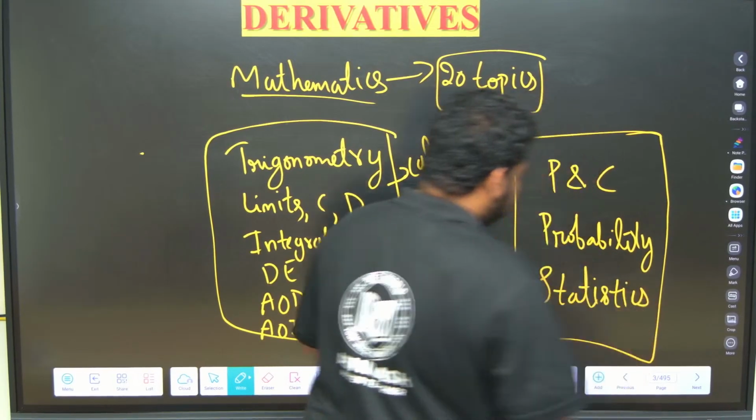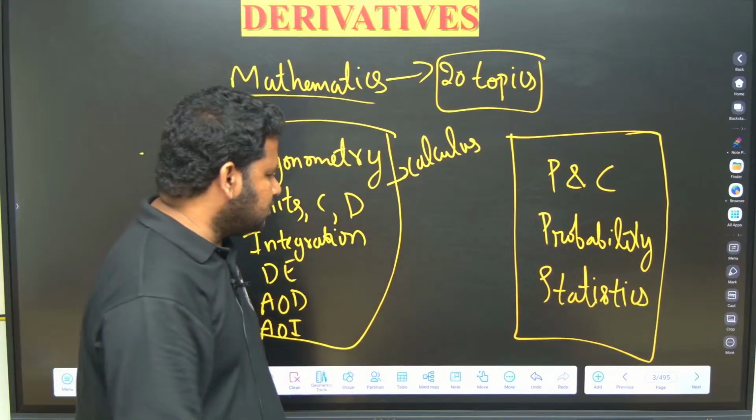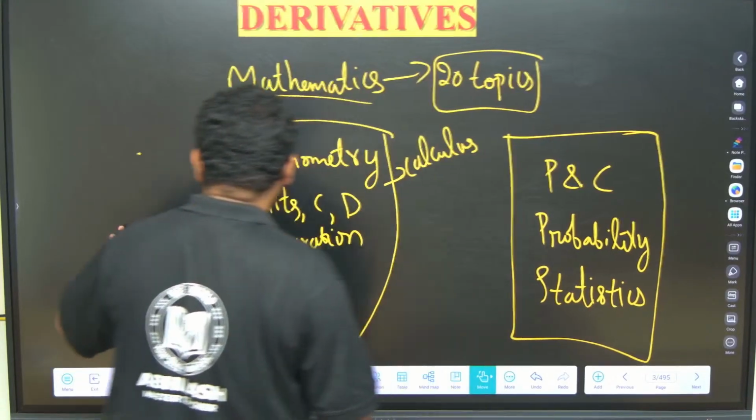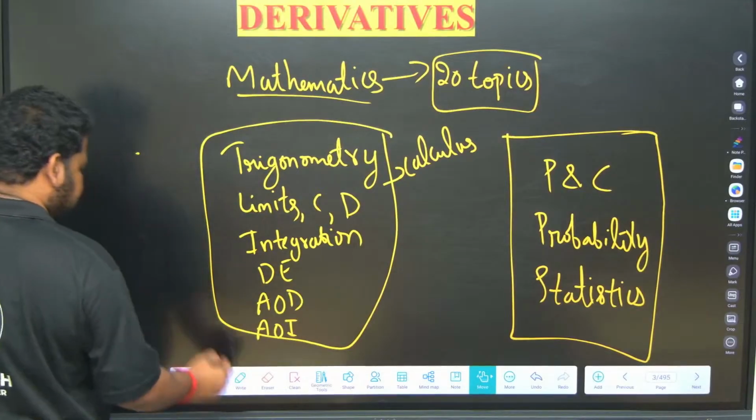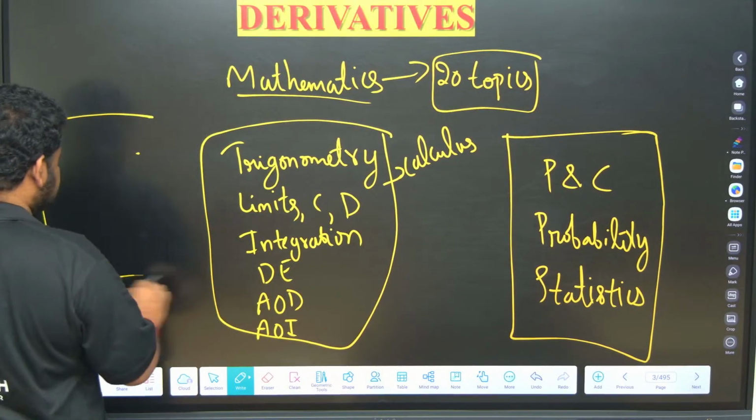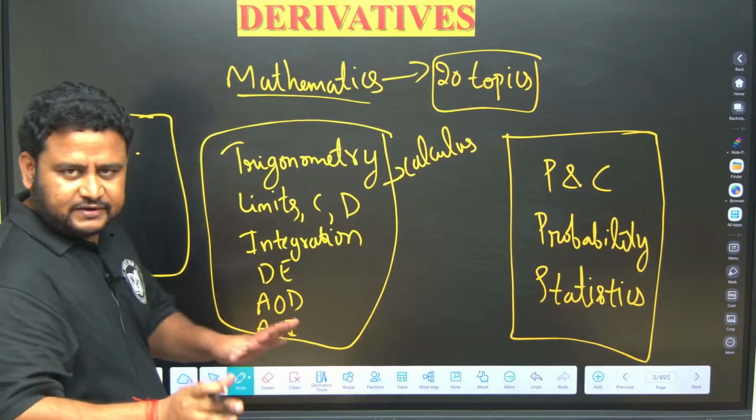This is one block, okay, this is one block. So this is one block, and another block, let me write it here. Another block, let me write it here, that is mostly algebra. Okay, we can group it as algebra.